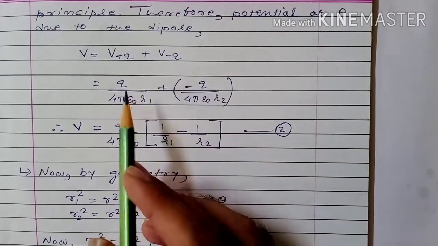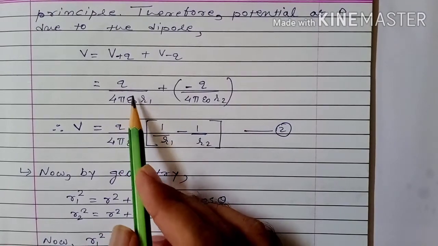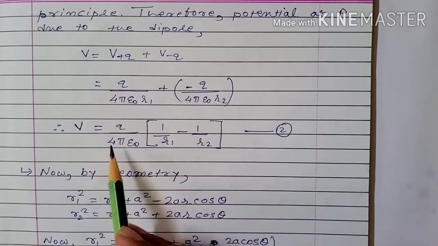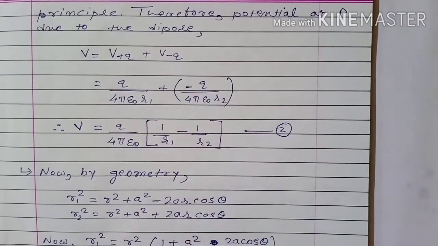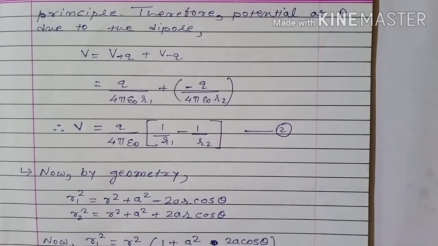In this equation, what can we take common? We can take q upon 4 pi epsilon naught common. What will remain inside the bracket? 1 upon r1 minus 1 upon r2. Equation number 2. But we have to find this potential in terms of r, not in terms of r1 and r2, because only r is known to us. Only the distance of point P from the center of the dipole, that is r, is given to us.